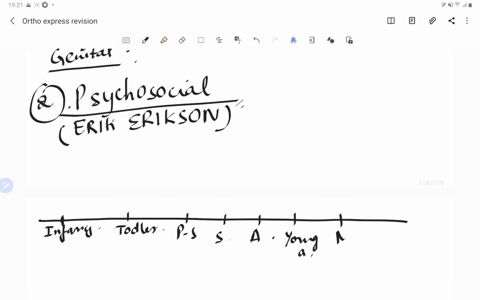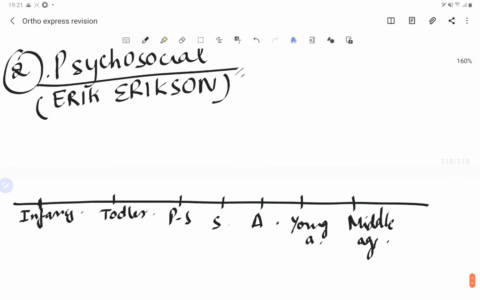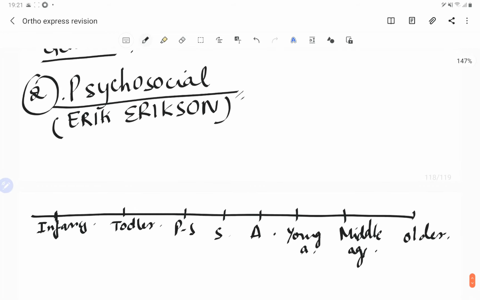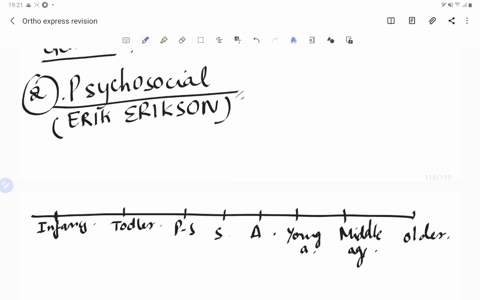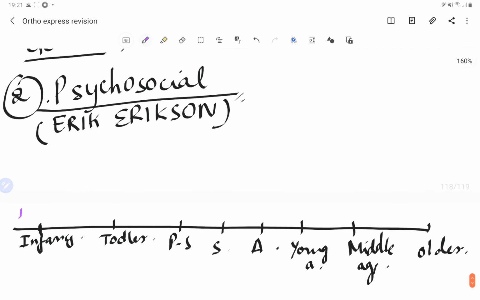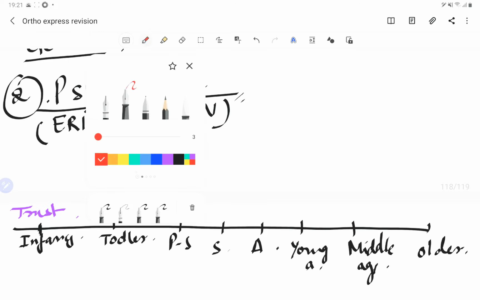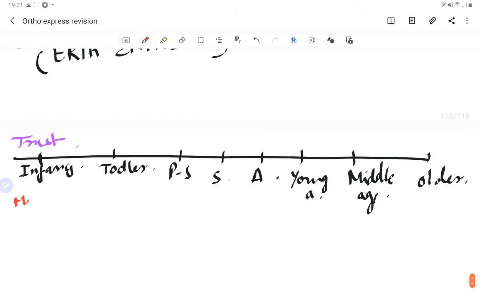And then the middle age comes, which is my age. Then there is an older age. In all these stages, if everything goes right, then there is a right outcome. For example, if the child has satisfied his oral desires, then the infant will build trust. Or if the oral desires are not fulfilled, then there is a mistrust which is developed during the 0 to 2 years, which is at the infancy stage.